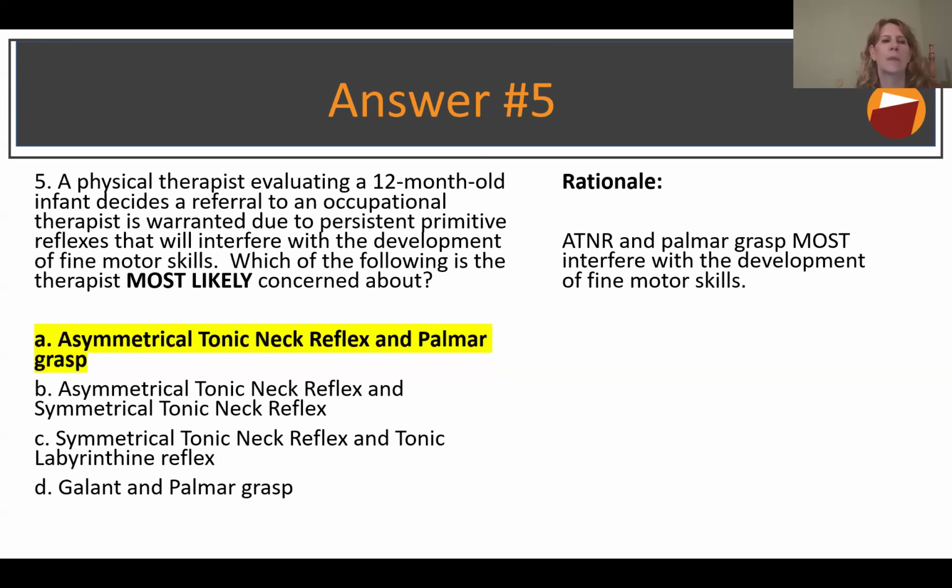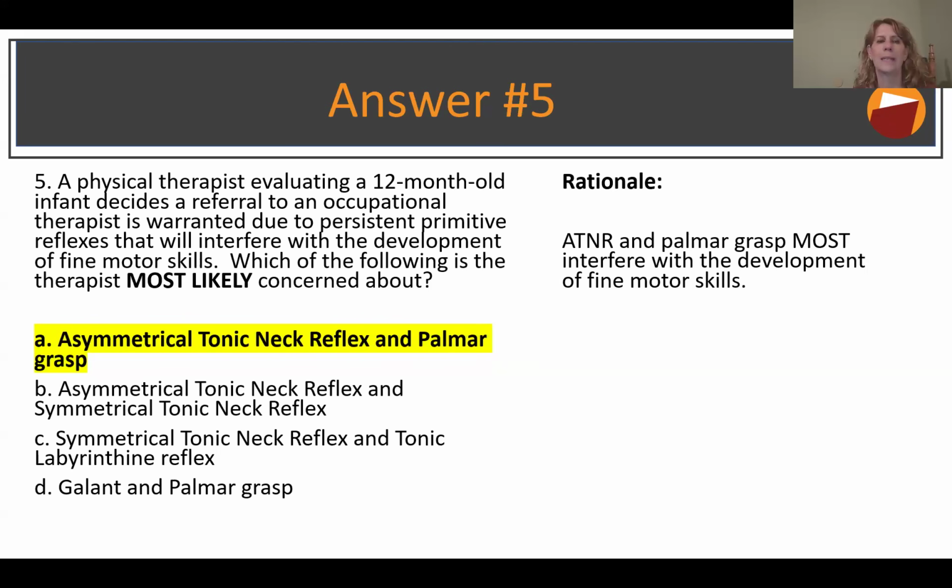So B, symmetrical tonic neck reflex. I mean, it can affect fine motor a little bit because when they're moving their head around, their elbows are flexing and bending, but not as much as those other 2. And if they keep their head in one position, they can do their fine motor stuff.